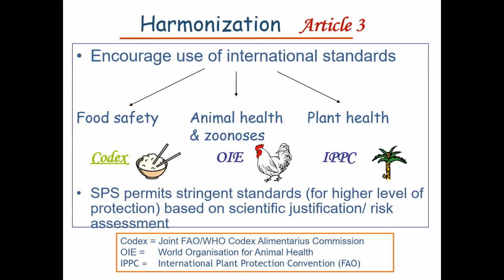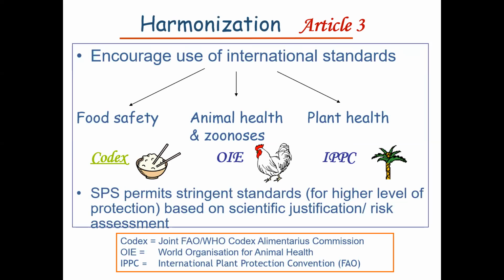Now, coming on to harmonization, which is Article 3. What this agreement says is it encourages countries to use international standards and to base their requirements or measures on international standards. And when they talk of international standards, there are three sisters. There is the Codex Alimentarius Commission, which is operated by FAO and WHO, which is the main organizations.